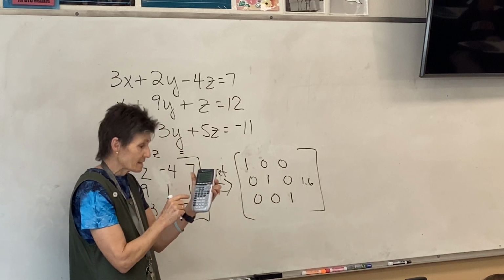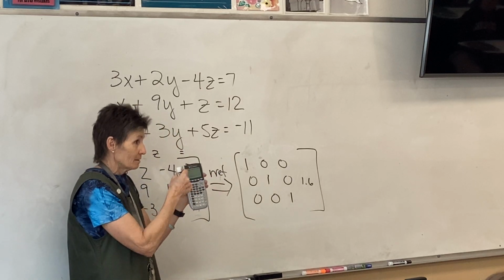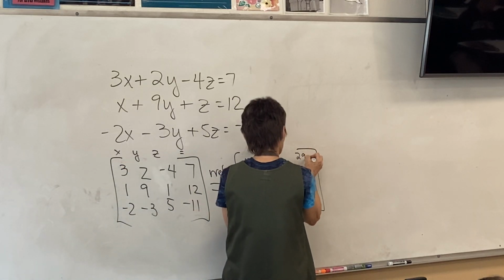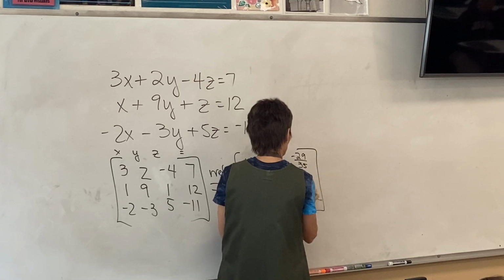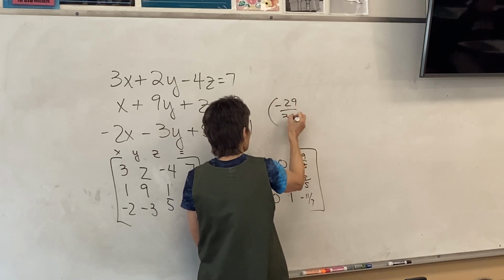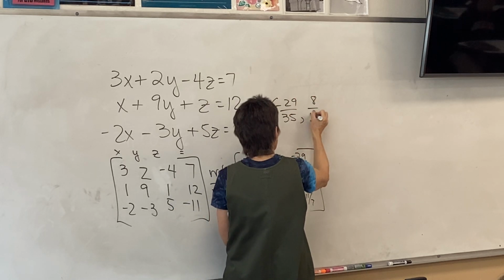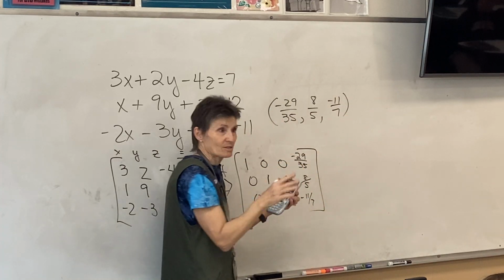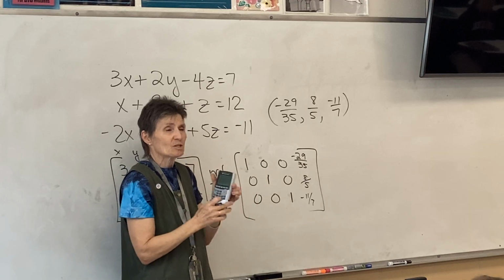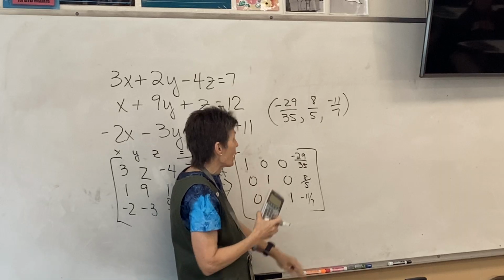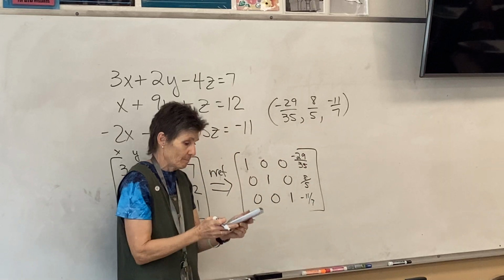So remember how we fixed that? Math, frac. And then I get 29/35, negative 29/35 and negative 11/7. So your answer, this is how you want to write it. Please do not write those decimals. A decimal like 1.6 is okay. That's fine. But these long decimals, no, we don't want to round off. We're going to change it to fractions, and that would be our answer.